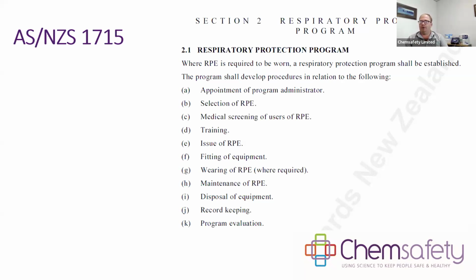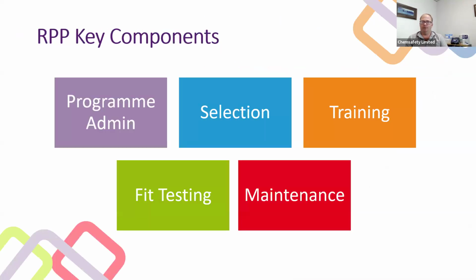Training is really important as well. So training the people how to use it, how to maintain it, how to care for it. The issuing of the RPE, so what the process is for that, how you're going to fit that equipment, so fit testing, what processes you require the RPE to be used for, which ones are optional, which ones are mandatory, how to maintain that RPE, how to dispose of broken or used equipment, record keeping, and program evaluation. So we'll go through these 5 key aspects in a bit more detail now: program admin, selection, training, fit testing, and maintenance.